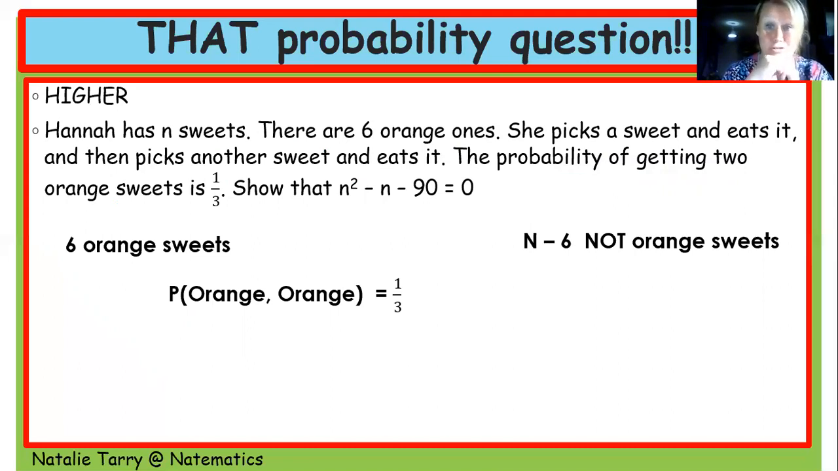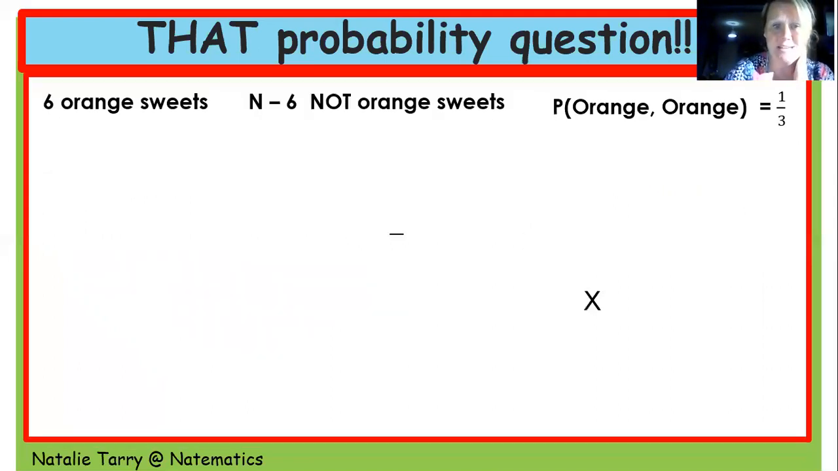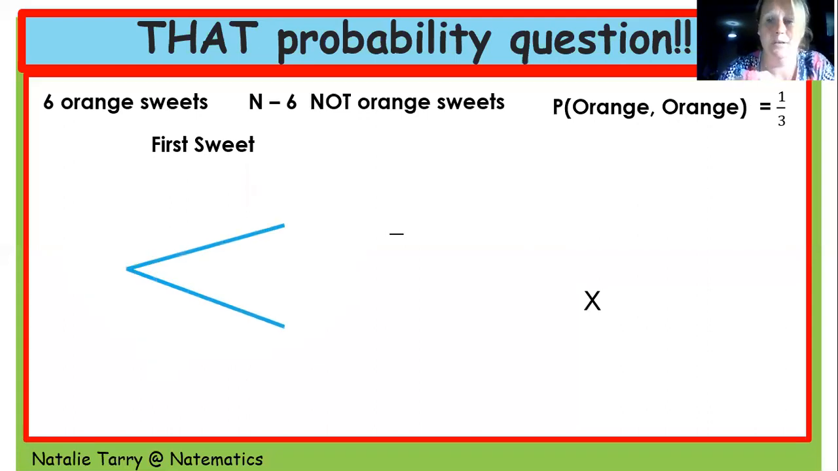What about a tree diagram? So let's do that then. The order of this might just be a bit out of sync, but hey, don't worry. So the first thing is we take a sweet. There are 2 things that can happen. It can either be an orange sweet or it won't be an orange sweet.